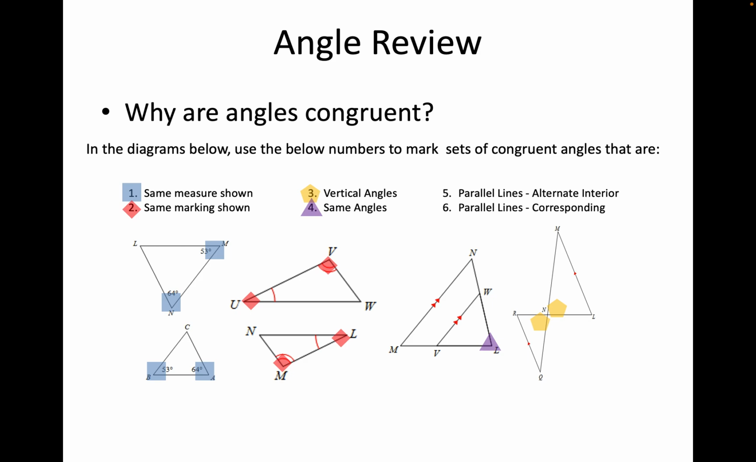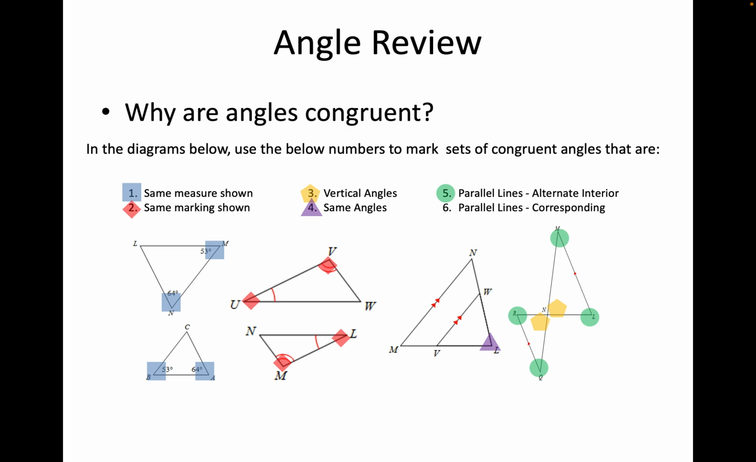The final 2 ways we know that angles are congruent are if we have parallel lines. If we have parallel lines with a transversal, then the alternate interior angles are congruent. So for example, in these triangles here, angle M and angle Q, we see that line LM and line RQ are parallel, and MQ is a transversal. So angle M and angle Q are congruent because they're alternate interior angles. Similarly, angle R and angle L would be congruent for the same reason.